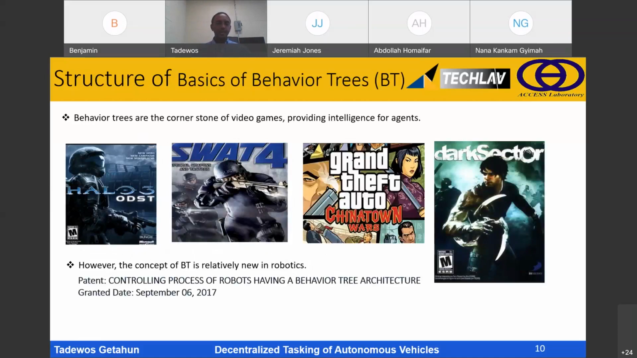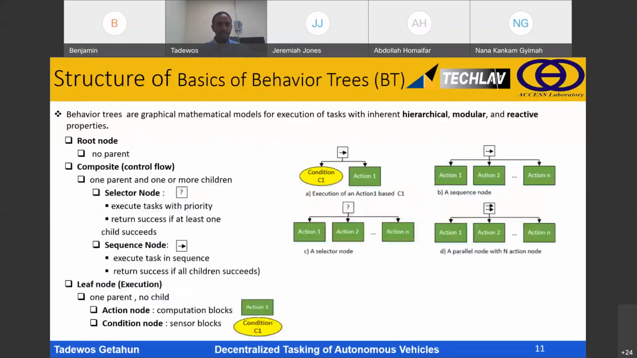Structure of behavior trees, as a background. Behavior trees are common in the gaming industry. However, for robotics, our domain, they are relatively new. In fact, in 2017, a patent was awarded to a company from Germany demonstrating a BT for robotics applications. So what are behavior trees? Behavior trees are a graphical mathematical model for execution of tasks with inherent hierarchical, modular, and reactive properties.